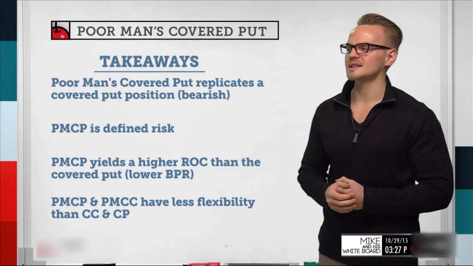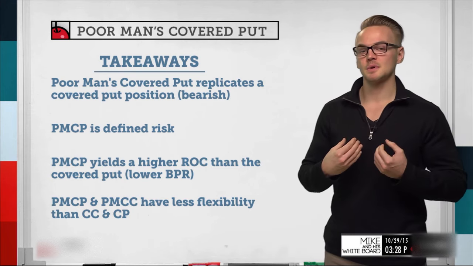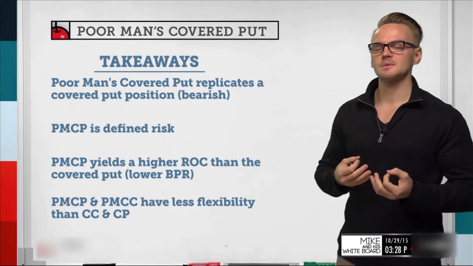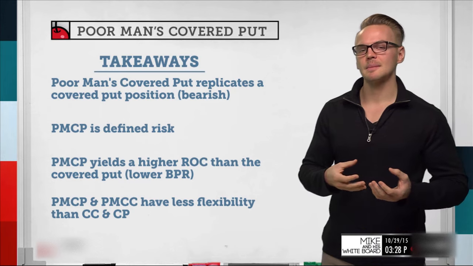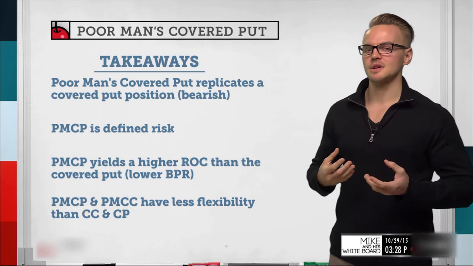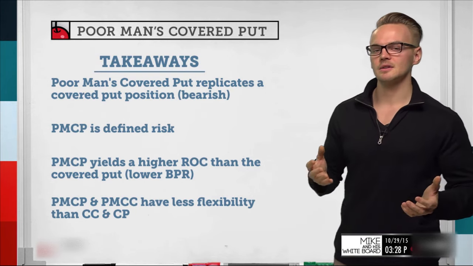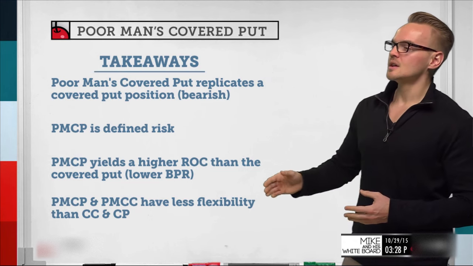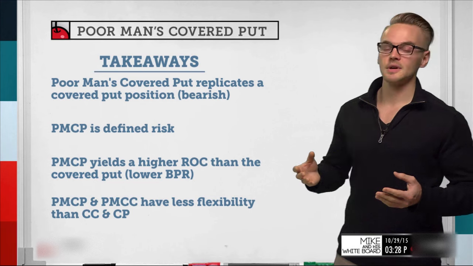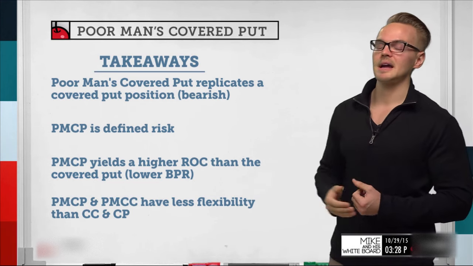Also, poor man's covered put is defined risk, so this is something that is great for me personally in my IRA account and margin account also. When I'm dealing with something with a smaller amount of capital, I'm going to be looking to define my risk and lower my buying power reduction, which is exactly what I can do with the poor man's covered put as opposed to a regular covered put position. So a poor man's covered put does yield a higher return on capital than the covered put, just like the poor man's covered call, and that's because it's got a lower buying power reduction.